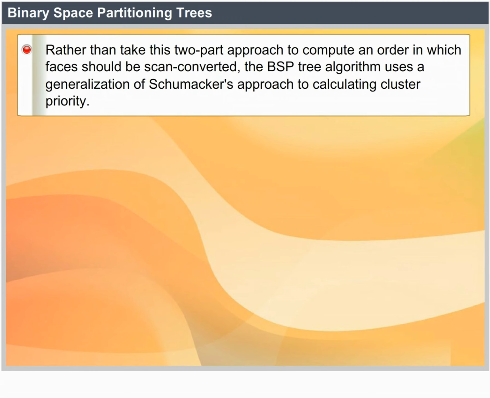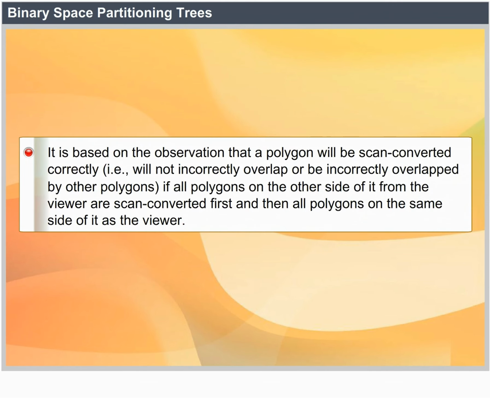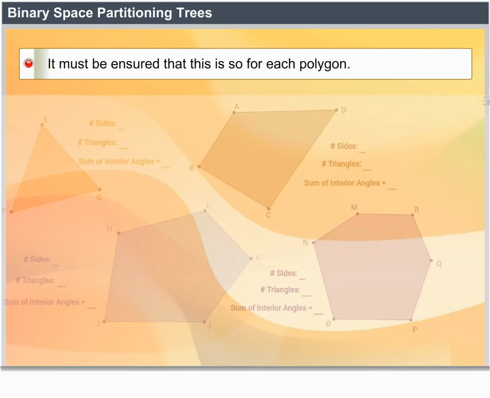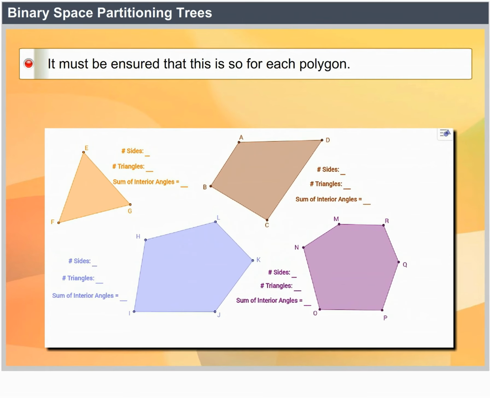Rather than take this two-part approach to computing an order in which faces should be scan converted, the BSP tree algorithm uses a generalization of Schumacher's approach to calculating cluster priority. It is based on the observation that a polygon will be scan converted correctly, that is, it will not incorrectly overlap or be incorrectly overlapped by other polygons, if all polygons on the other side of it from the viewer are scan converted first, then it, and then all polygons on the same side of it as the viewer. We need to ensure that this is so for each polygon.